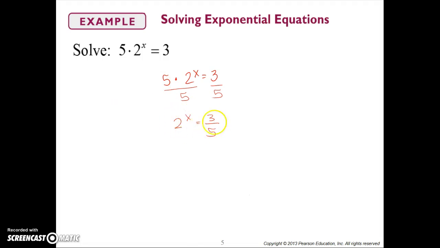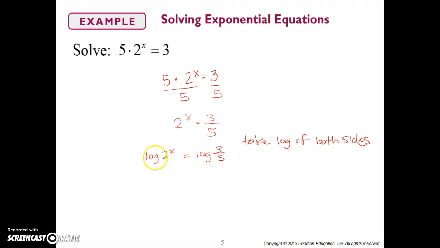And the frustrating thing about this equation here is that we have our variable in the exponent. So if we take the log of both sides, then we're not changing the equation. Remember, you can't take the log of one side without taking the log of the other. So we're going to say log 2 to the x equals log 3/5. And since we've taken the log of both sides, then we're good.